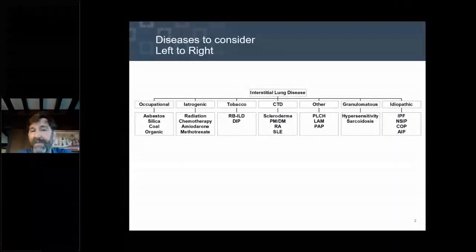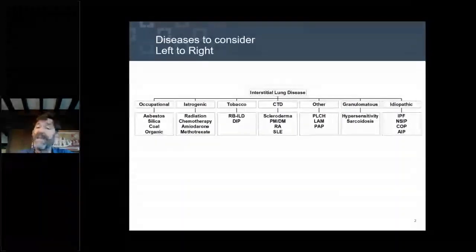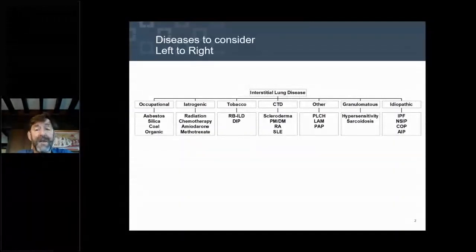Then, when I look at the imaging, I try to see if there are any other diseases that could be affecting the parenchyma of the lung, such as pulmonary Langerhans cell histiocytosis, which causes those shaped nodules and abnormal cysts in the upper and mid lung zones; LAM, with diffuse cysts throughout the lungs; and PAP, with patchy crazy paving. Then I think of granulomatous diseases. Do they have air trapping or ground glass and exposures suggestive of hypersensitivity pneumonitis? Do they have nodules and adenopathy that make you think of sarcoidosis?